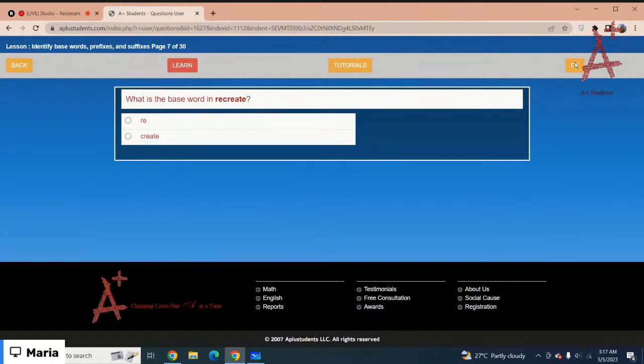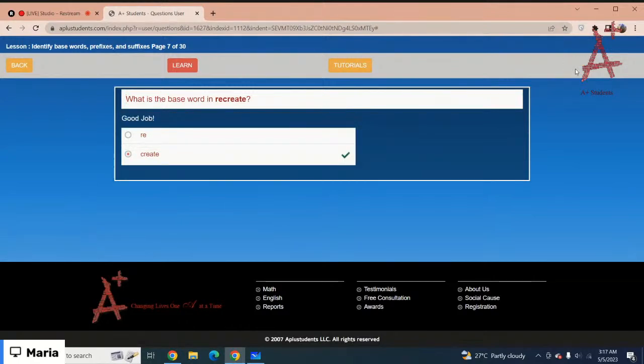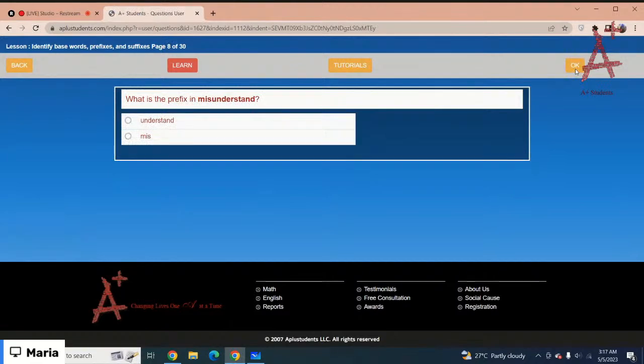The base word is create. The correct option is create. Very good. Okay, which word is a prefix of misunderstanding? It would be miss. The correct option is miss.